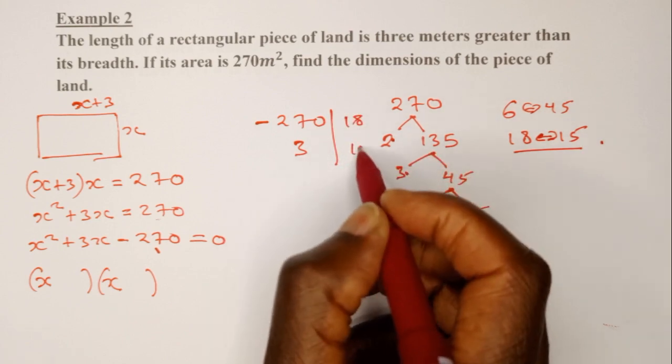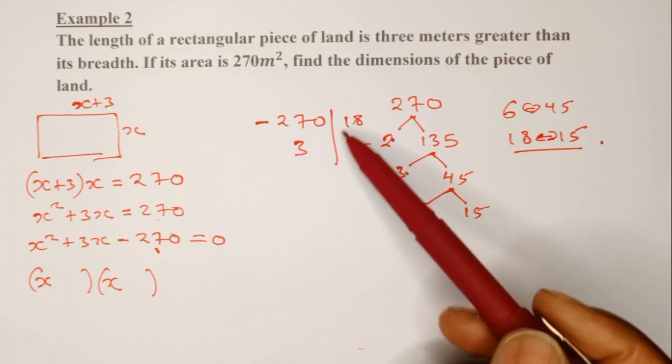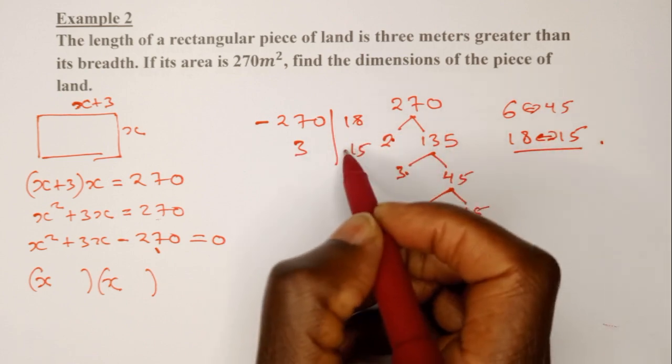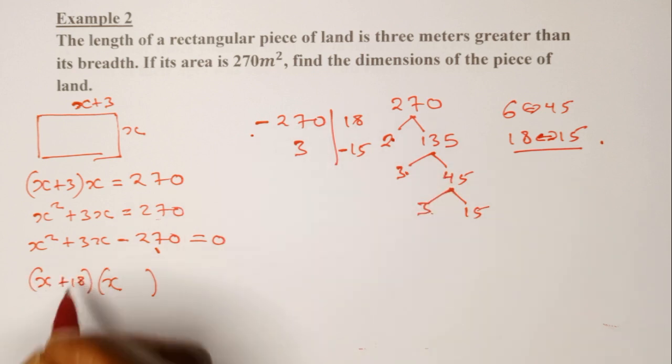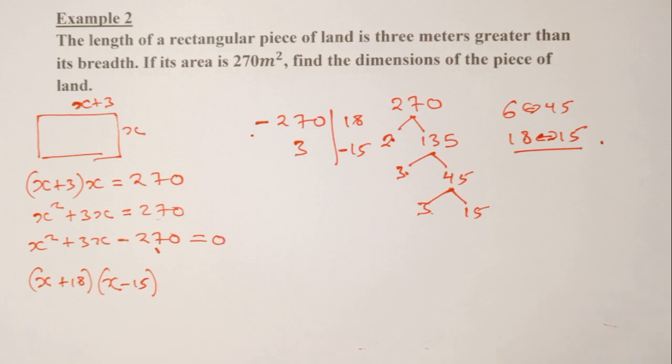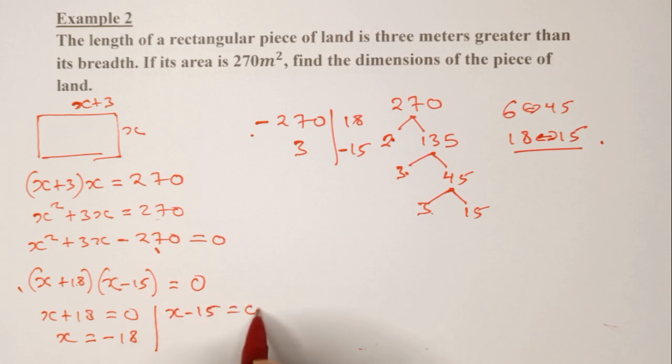18 and 15, there's a way where we can put a negative here. So after getting the numbers, just come and say this will now be plus 18 and this one is minus 15, and you're done. Then you equate it to 0. So it means either this one is equal to 0 or this one is equal to 0. So x plus 18 equals 0, meaning if you take 18 the other side, x will be equal to negative 18. Or x minus 15 equals 0, meaning if you take 15 the other side, x will be equal to 15.